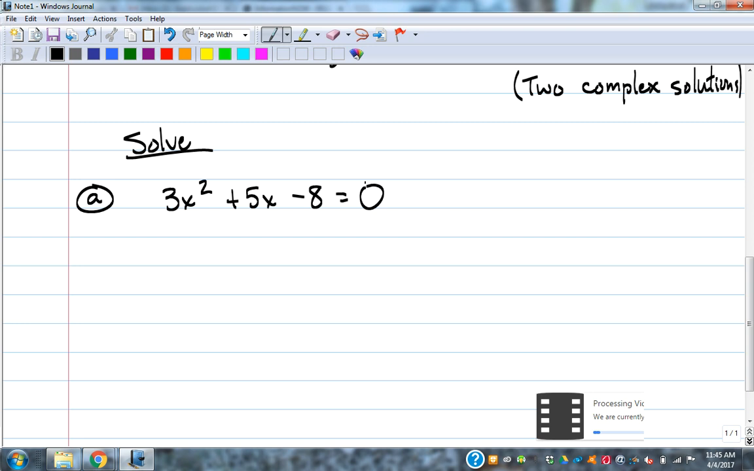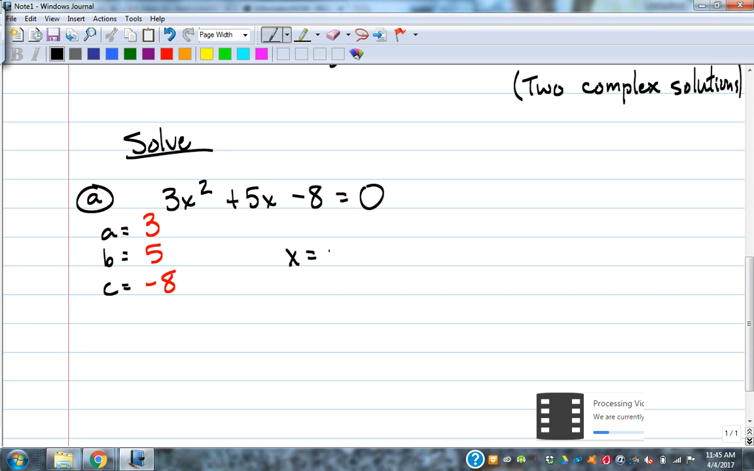Okay. Just like when we were finding the axis of symmetry and the vertex and we were doing all that stuff with the graphs, I want to make a list of what's A, B, and C. What's A for this problem? 3. What's B? 5. C? -8. So those are my A, B, and C that I'm using in my quadratic formula.